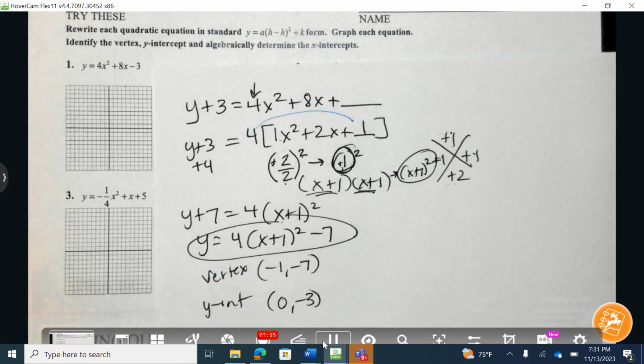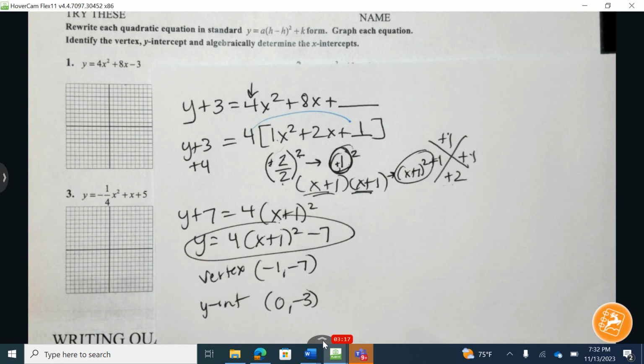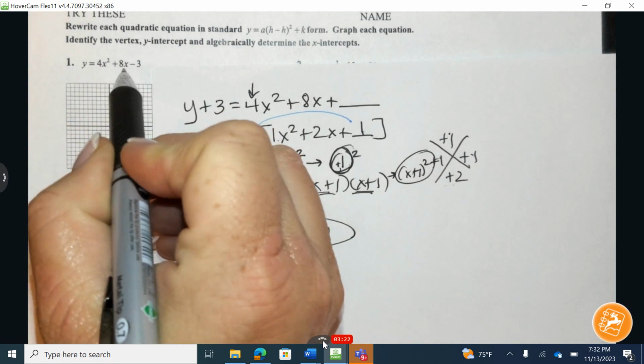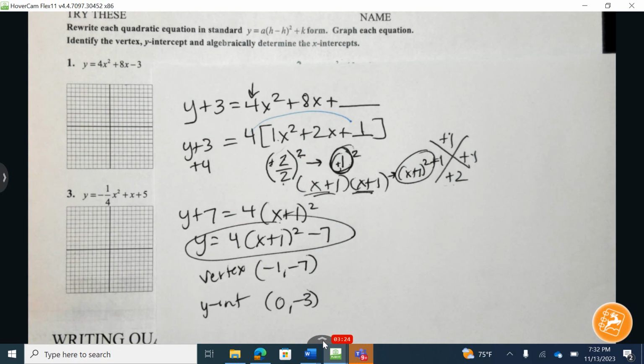So how do we algebraically show how to achieve the x-intercepts? To do this, we have a couple different ways. We can come back up here. This is in standard form, and I could use the quadratic formula. A lot of people prefer to use that to show all the work.